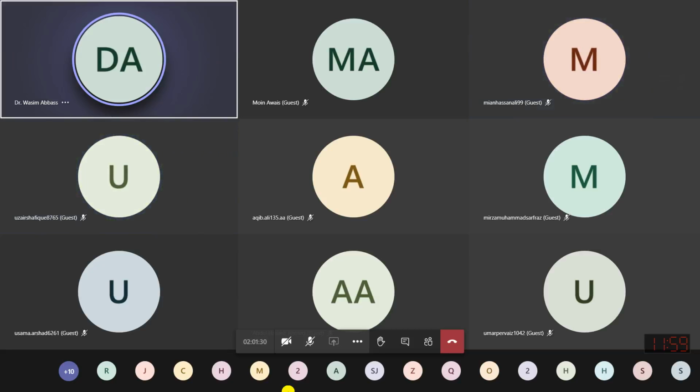Got it or not? Is it understood or not? Students, is it clear to you or not? Yes, sir. Is it clear to you or not?